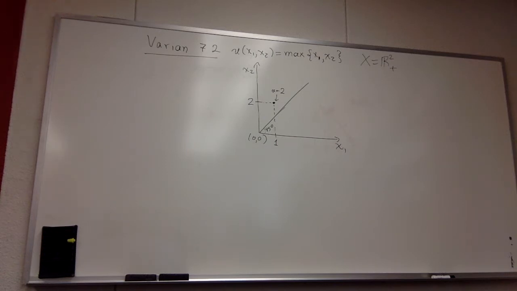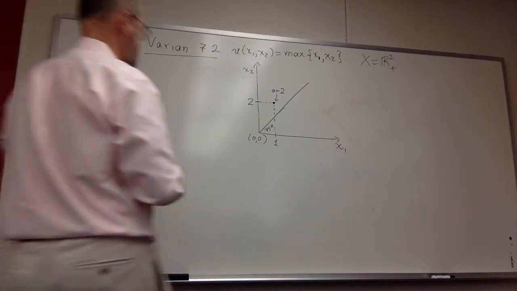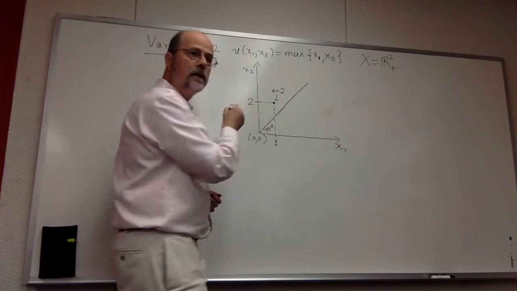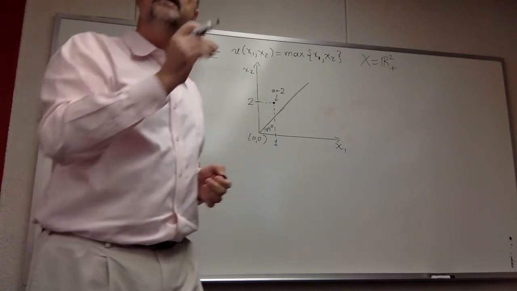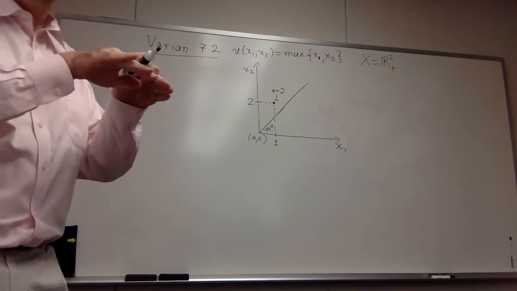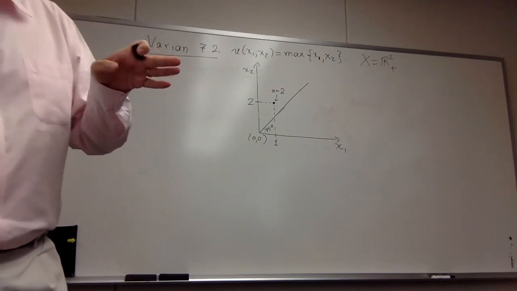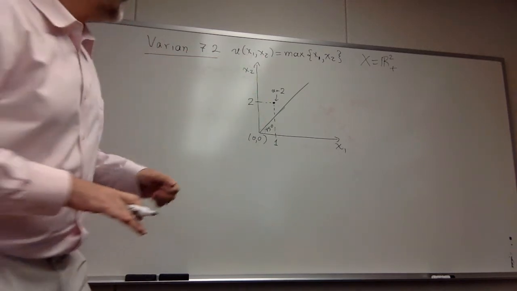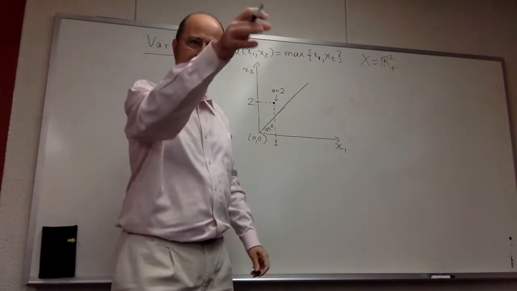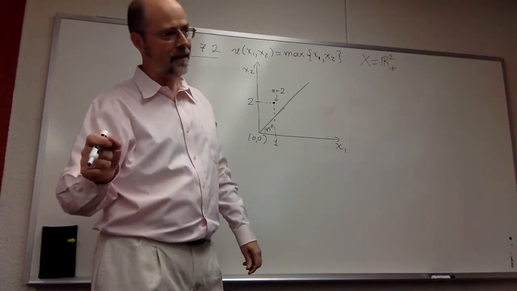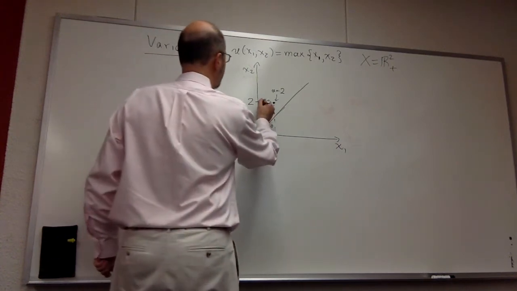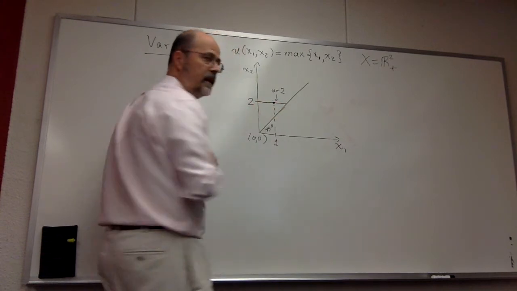How should I proceed? So he says, how about I go horizontally? As long as the x2 coordinate stays at 2 and remains larger than the x1 coordinate, the utility number is going to be 2. Yes? And then I need to stop at the 45-degree line, because otherwise the other coordinate will start being bigger. Yes? Okay. So part of the indifference curve containing that point is this.